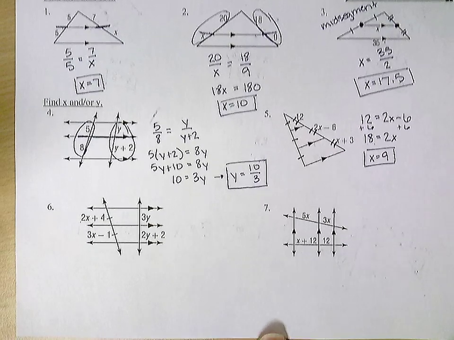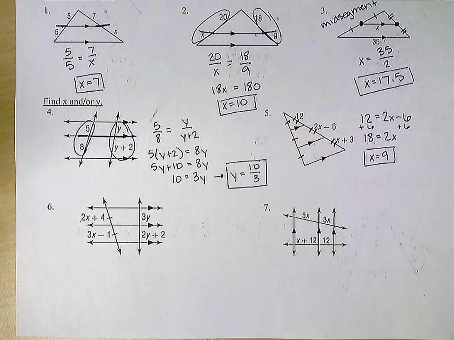All right, I want you guys to try the last two. Number 6, number 7. Remember what those congruency markers mean. It'll make it a little bit easier.